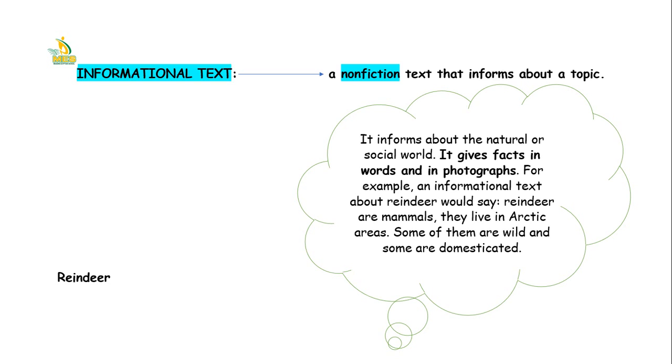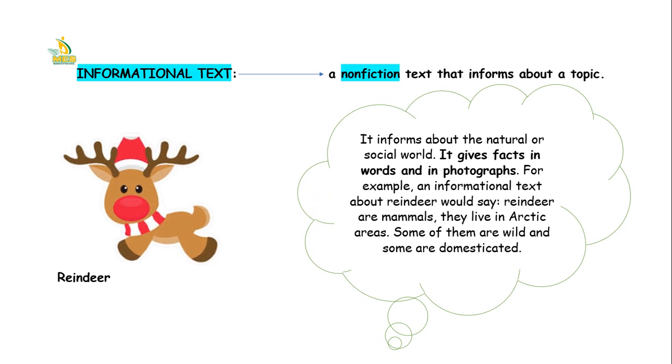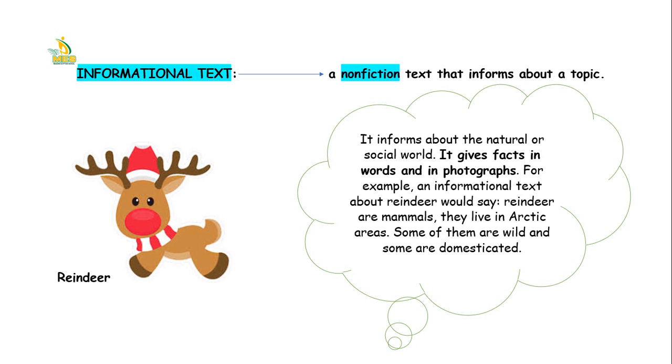For example, an informational text about reindeer would say, reindeer are mammals. They live in Arctic areas. Some of them are wild and some of them are domesticated. And that's our reindeer, our cute little reindeer.